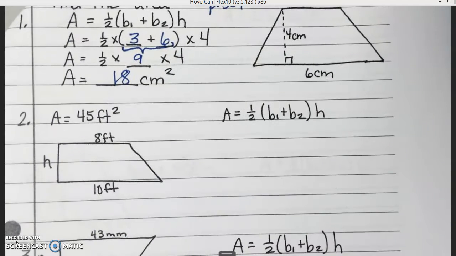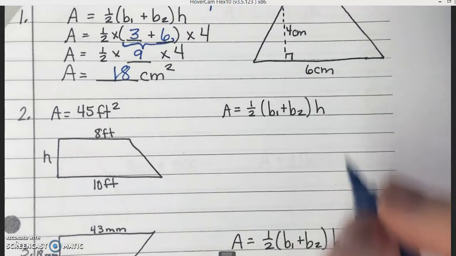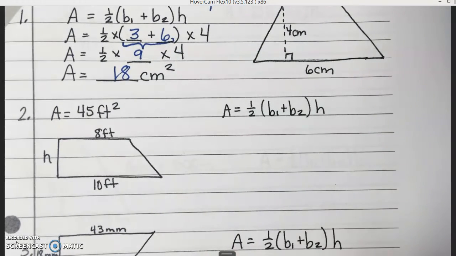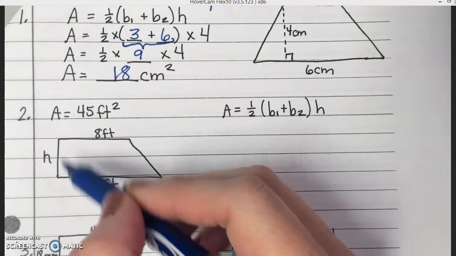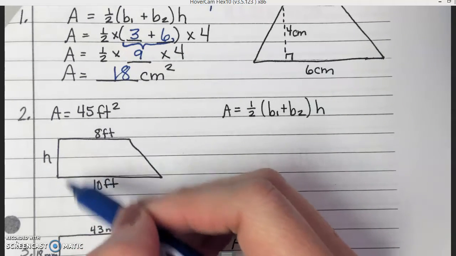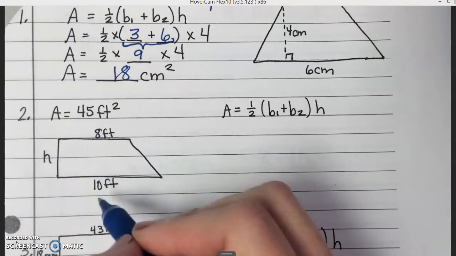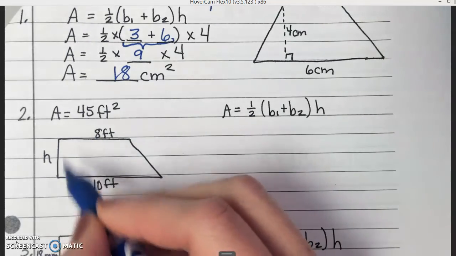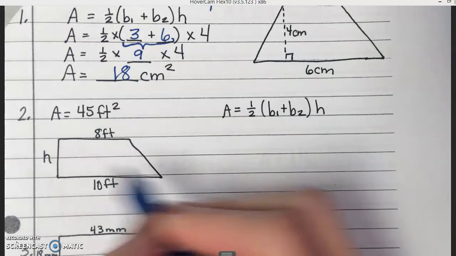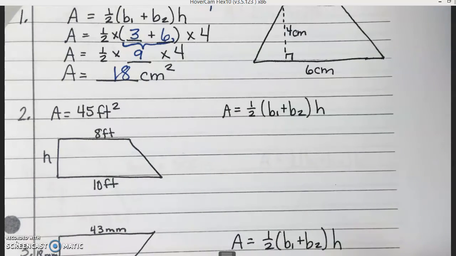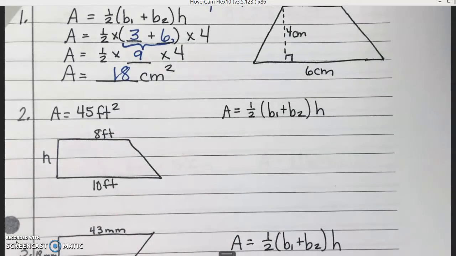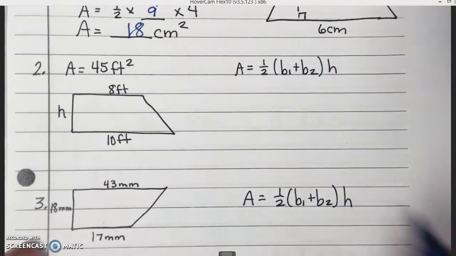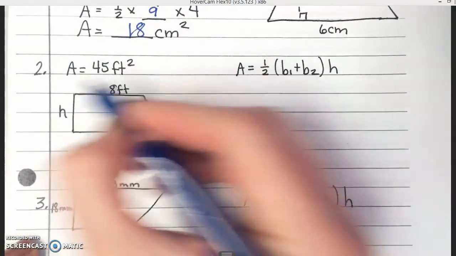All right, look at number 2. Now this one I do want you to write down in your notebook. So notice this is one of those where we've got a straight height. So it's not dotted. So I know that my parallel lines are my bases, and this line that's straight that's across from the slant, that's my height.